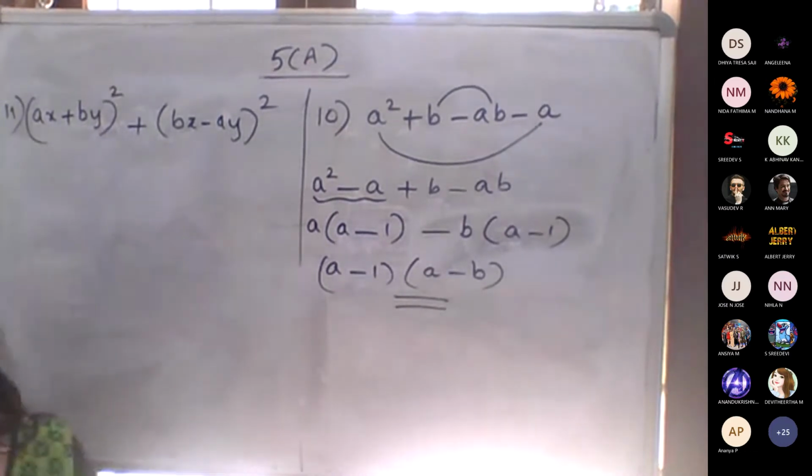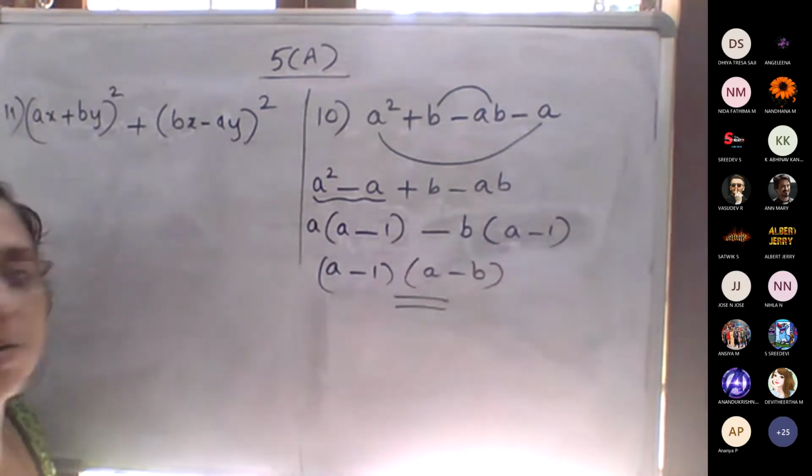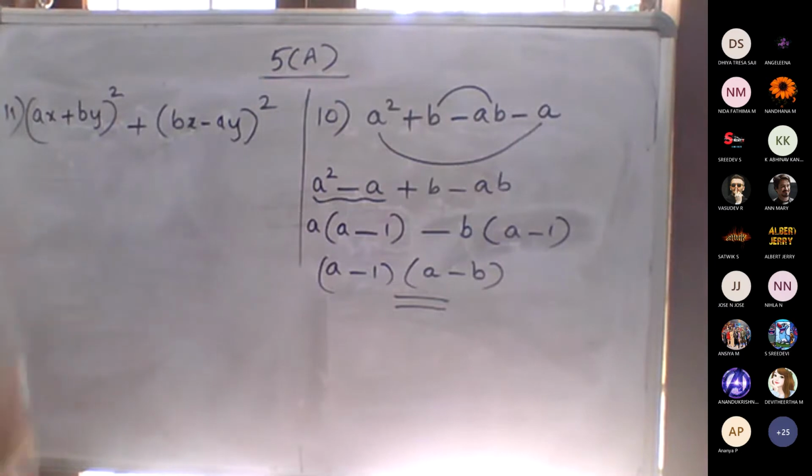So what do we have to do with question number 11? Think of that and say. x plus by, bx minus ay. Can we take anything common? If we have a minus 1, then only we can take common, no? So here, can we take anything common? Nothing common. So what can we do?